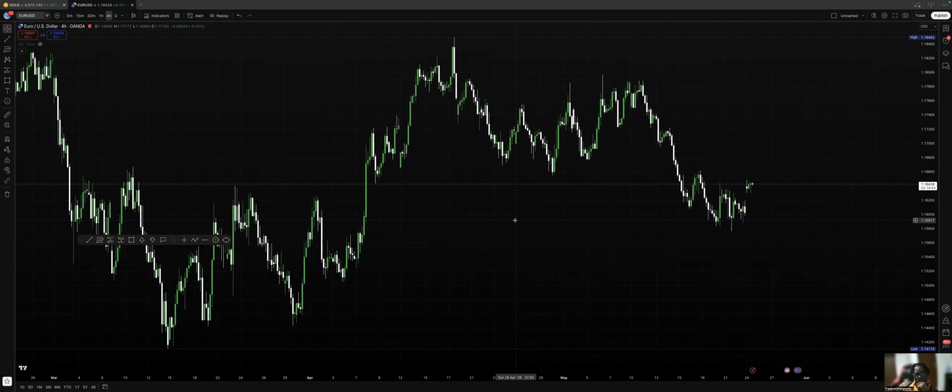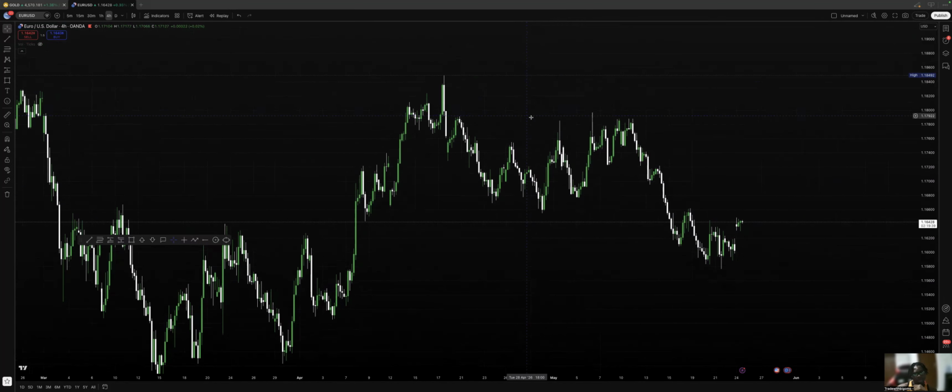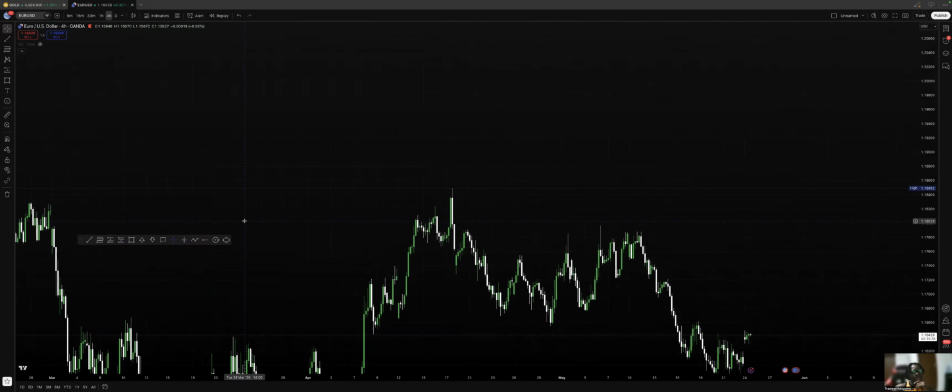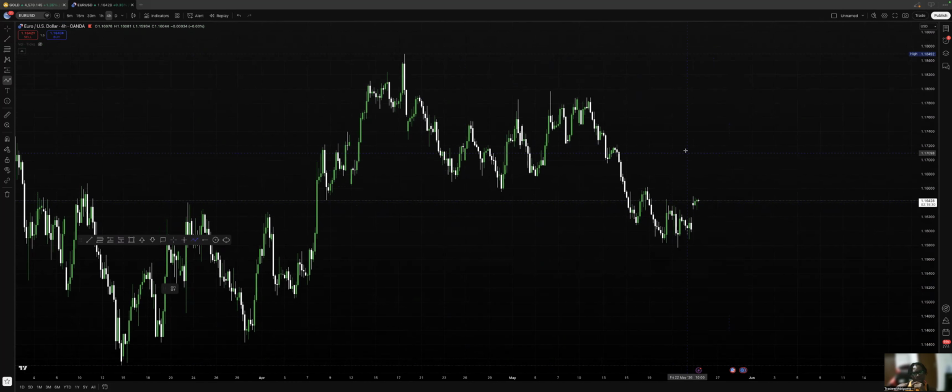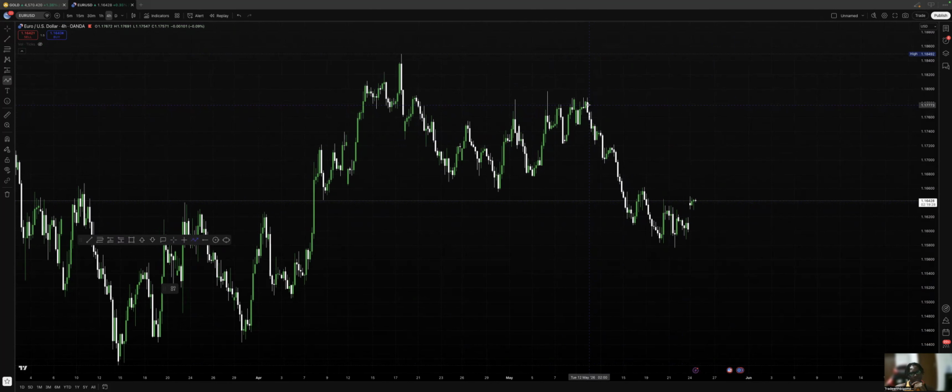As you can see right now on my chart, EUR/USD is on a bearish trend. So the first thing I want to do is just identify where the trend is selling from. If you look at this chart, you see that EUR/USD is selling from this high.